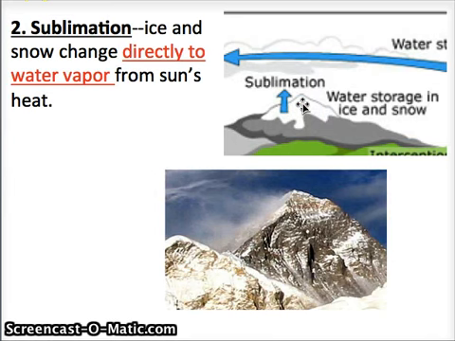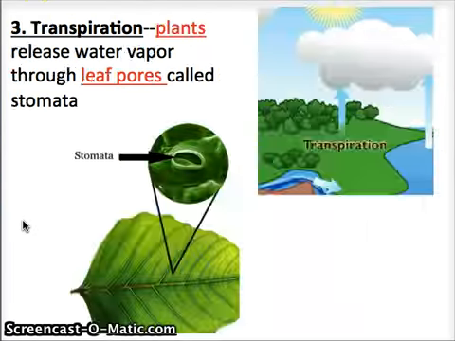The second way that water goes into the atmosphere is called sublimation. Sublimation usually occurs in very high altitudes and mountains, and here's a picture. It's when snow and ice directly becomes water vapor and goes into the atmosphere. So you see these cloud looking things right here. It's actually water vapor from the snow that's going into the atmosphere because the sun is hitting that snow and causing some of those water molecules to escape into the atmosphere.